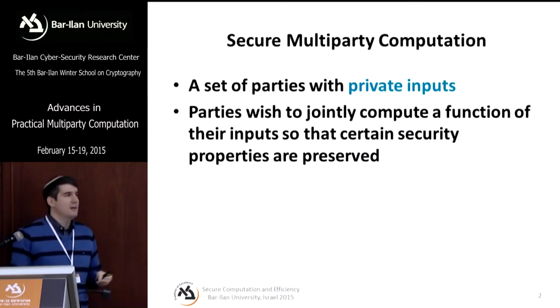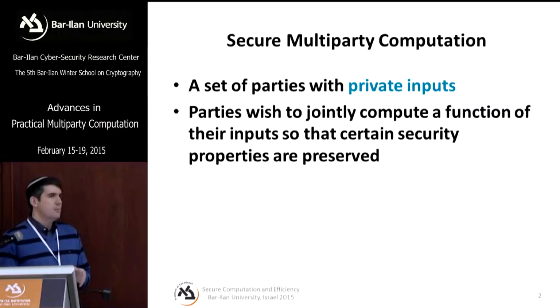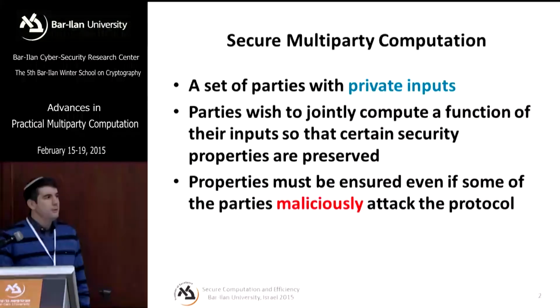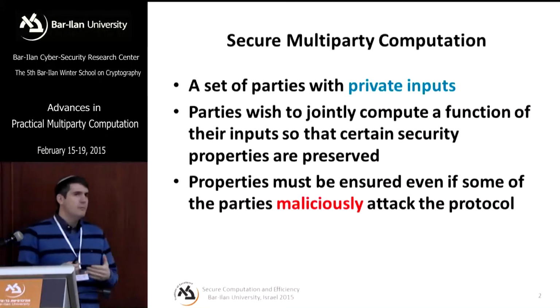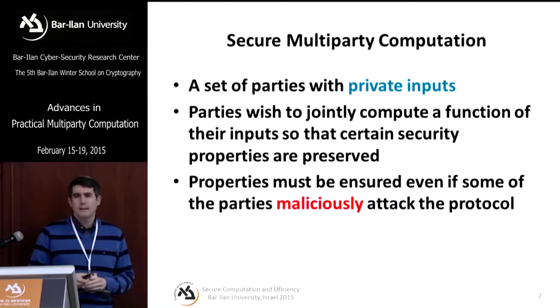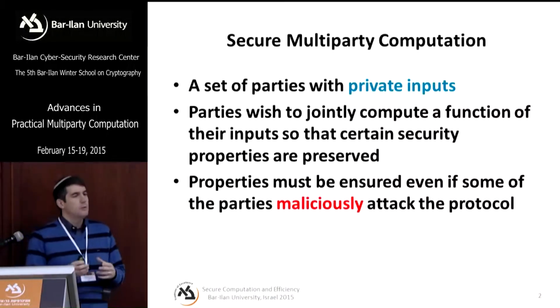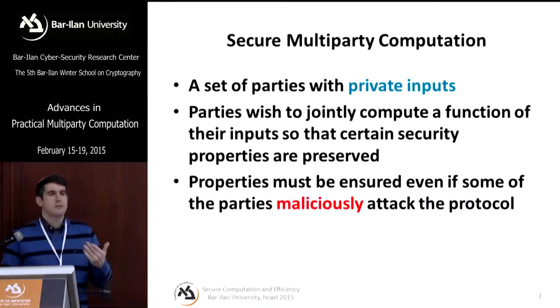So there are a set of parties with private inputs, and they wish to jointly compute some function of their inputs while preserving some security properties, even if they're under attack. So if some of the parties are corrupted and try to attack the protocol, by attack we'll mean a number of things which we'll talk about later.